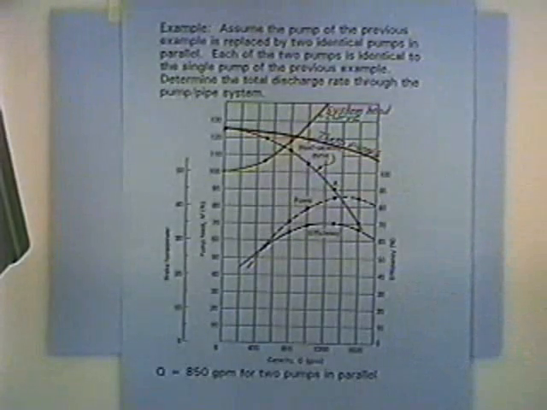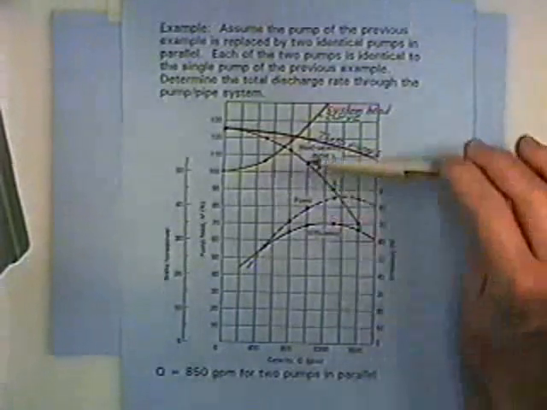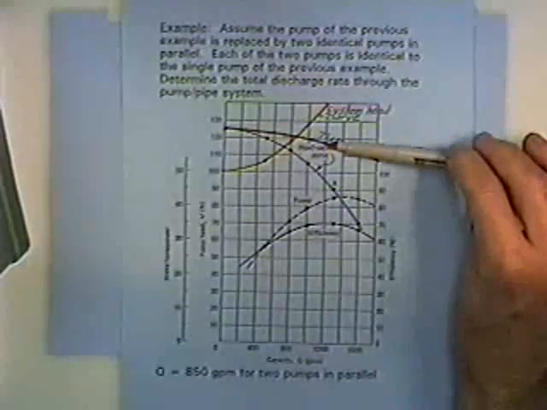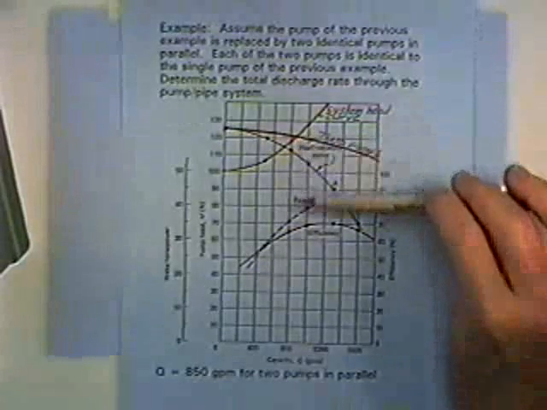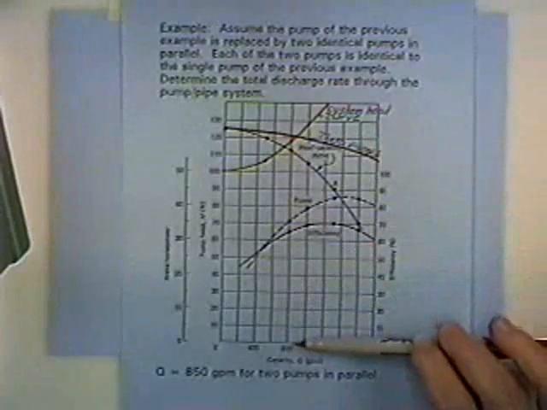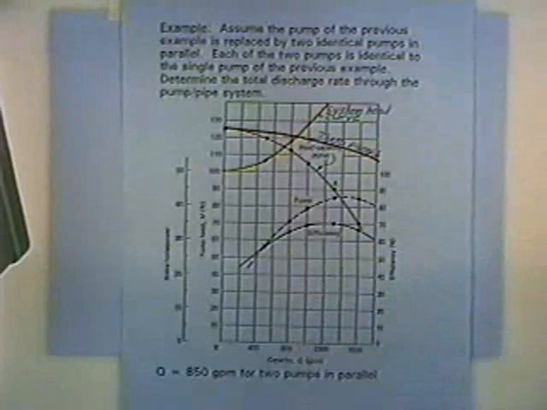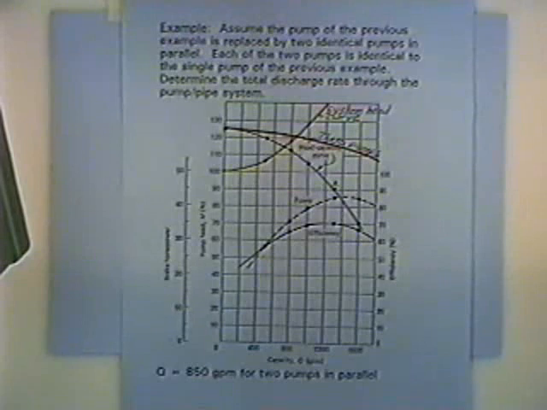So for two pumps in parallel, we have the red curve that has to intersect the yellow curve representing the system, and where they intersect, I read off 850 gallons per minute for two pumps in parallel. Whereas what did we have for one pump? I think we had 630 gallons per minute.